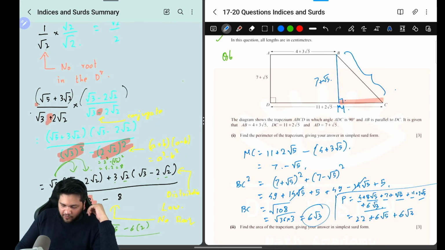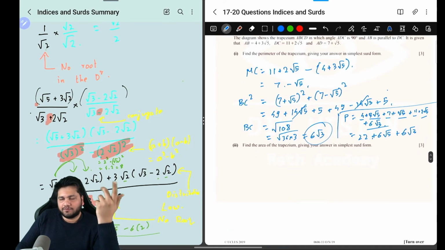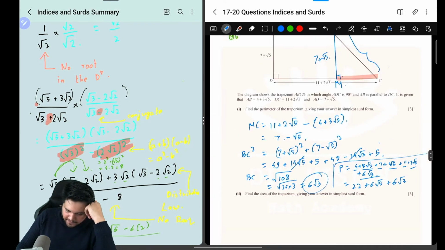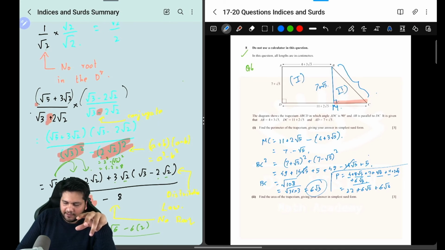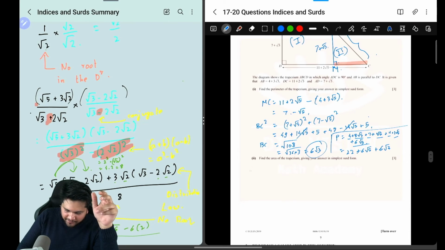Now they are asking, find the area of the trapezium, giving your answer in the simplest surd form. Simplest surd form, so maybe we'll have to rationalize. I don't know what we have to do. Now, they're asking you to find the area of the trapezium. So what I'll do, I'll just divide it into two halves. This would be the first part, this would be the second part. Area of rectangle plus area of triangle.